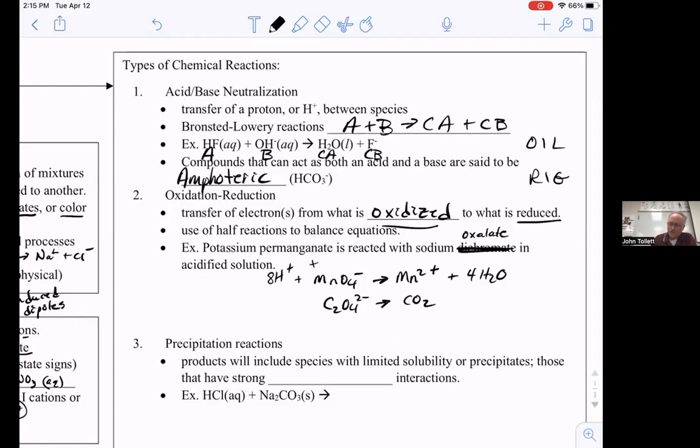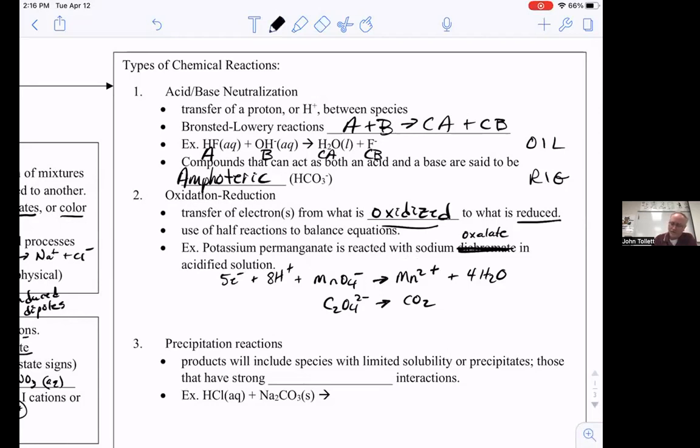The total charge on this side is +7, so the 8 plus from H plus, and then that 1 minus from the permanganate. And over here is +2. So I'm going to need to add 5 electrons to this to drag the charge down so that it's +2 on both sides, getting rid of this +7 and +2.